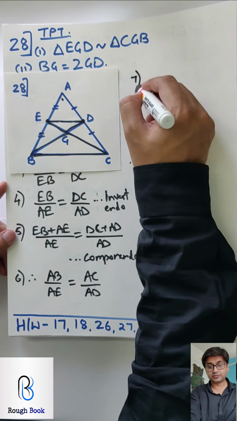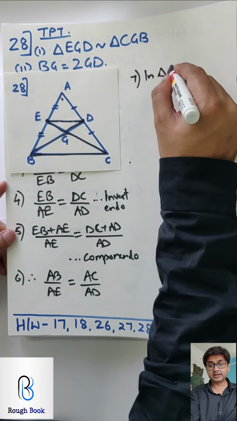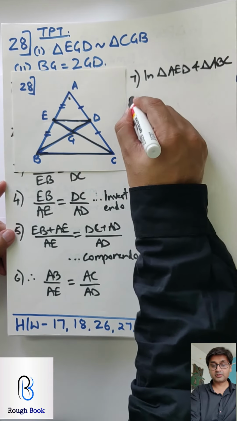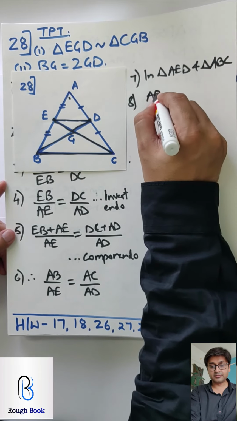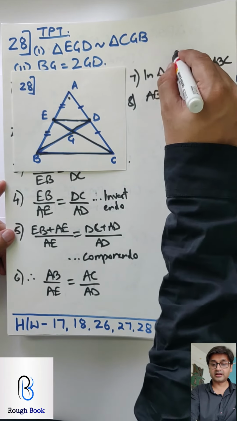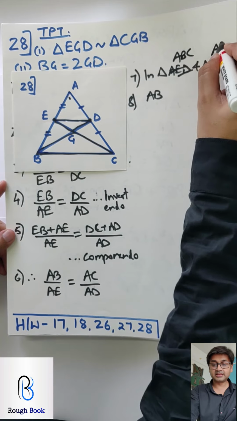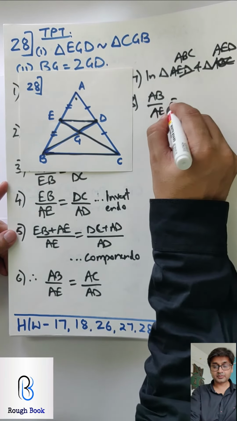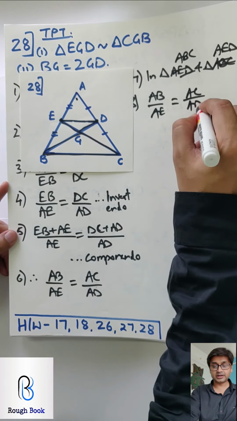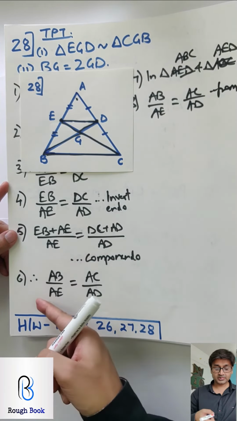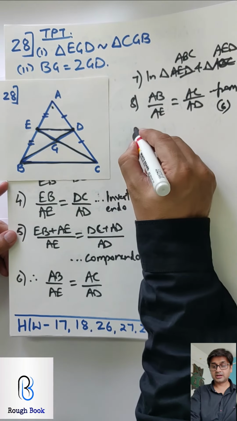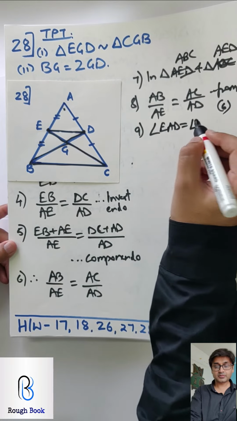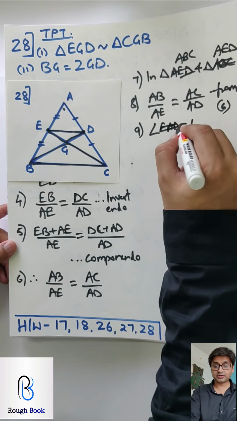So my step 7 should be in triangle AED and triangle ABC. First I will say AB. I should have written the bigger triangle first, ABC, and then AED. So AB upon AE equals AC upon AD, from 6 we got this. Ninth one, angle EAD. Again I should have written BAC, sorry.